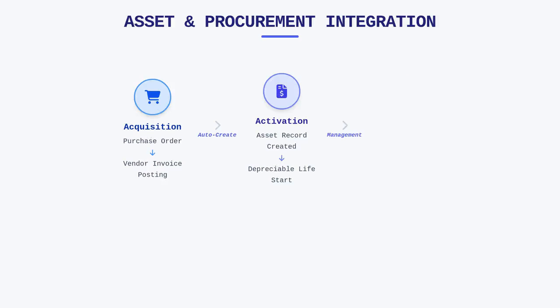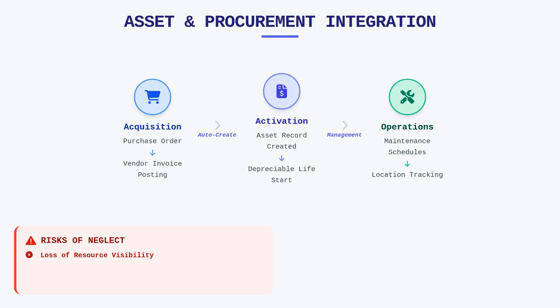Once the asset is active, you utilize these records to manage ongoing maintenance schedules and record physical location changes. Keeping this data current ensures that you know exactly where an asset resides and when it is due for preventative servicing, which extends the operational lifespan of the equipment. If you neglect these updates, you risk losing visibility into the actual condition of your resources, which can negatively impact long-term financial forecasting and internal control audits.